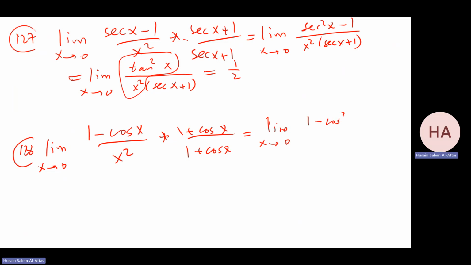1 minus cosine squared over x squared times 1 plus cosine x. This is sine squared. So you have sine x over x, sine x over x, which is 1 over 1, and this is half.